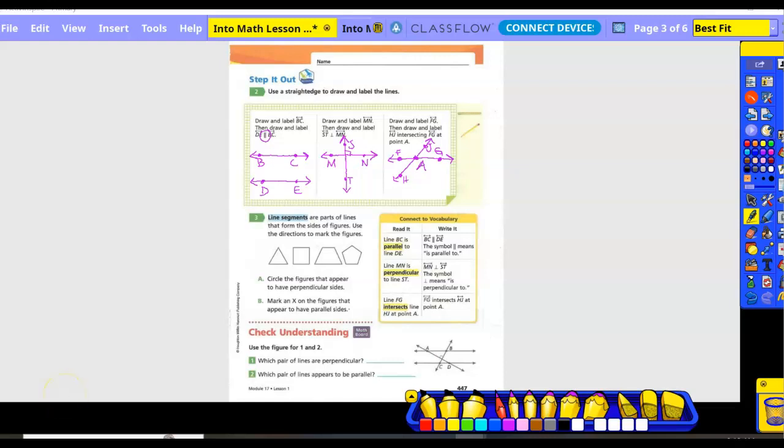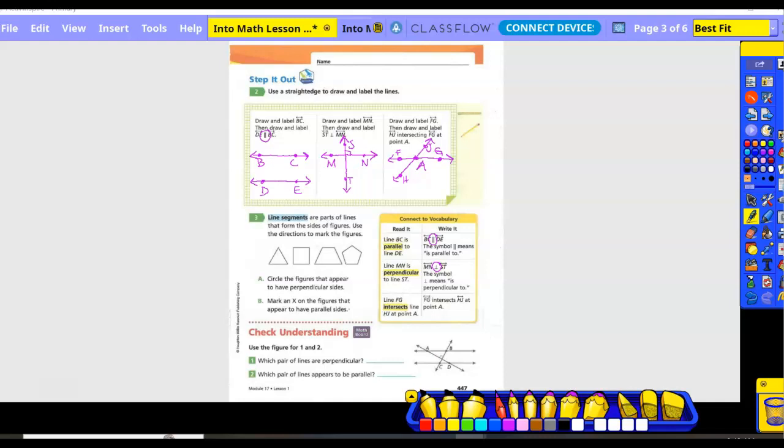Number 3, line segments are part of lines that form the sides of figures. Use the directions to mark the figures. So they also give us a little box over here, kind of like a little cheat sheet, right? Okay. And it says line BC is parallel to DE. And that's what we kind of talked about when we read this up here, right? Okay. Line MN is perpendicular to line ST. We talked about that. These symbols right in here, right, guys? Okay. And then line FG intersects line HJ at point A.